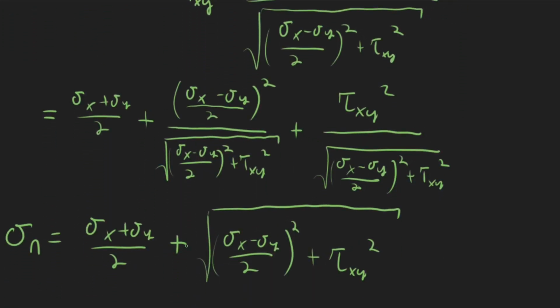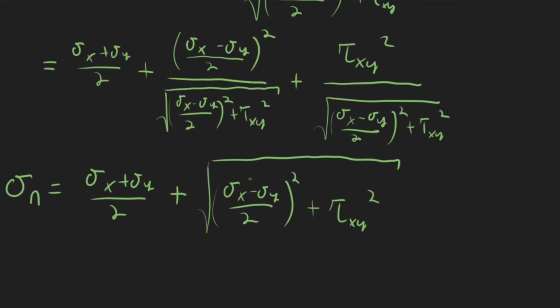And when we combine them, the whole effect is that this square root is just going to be negative instead of positive. So now if we want the 2 principal or critical stresses, it's going to be this term plus or minus the square root of this term, where one of those will be the maximum and one of those will be the minimum, because remember we set the derivative equal to 0.